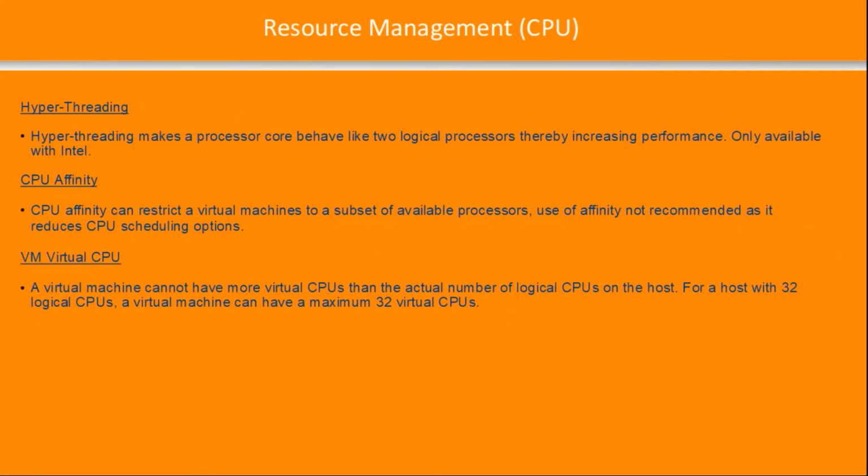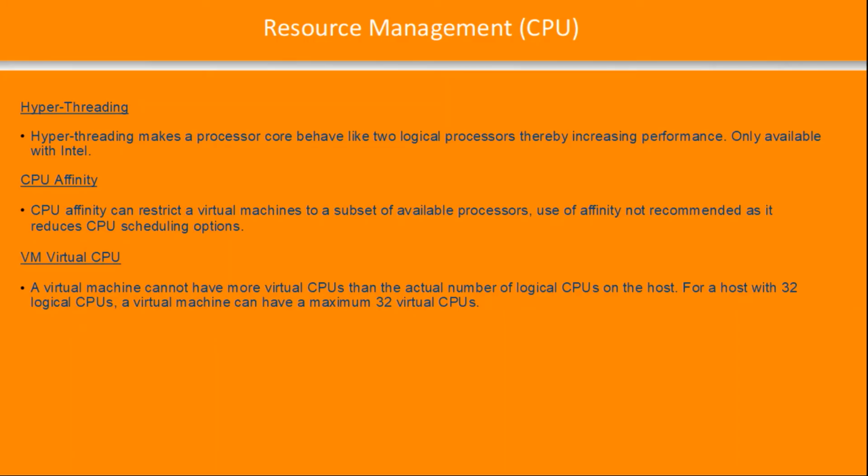HyperThreading is a proprietary technology from Intel and makes the processor core behave like two logical processors, thereby increasing performance. However, the performance gain is about 20%, and the advantage is being able to run multiple threads in parallel.